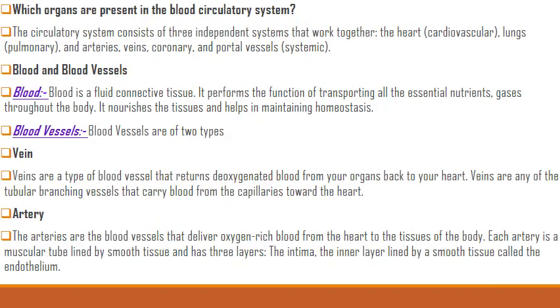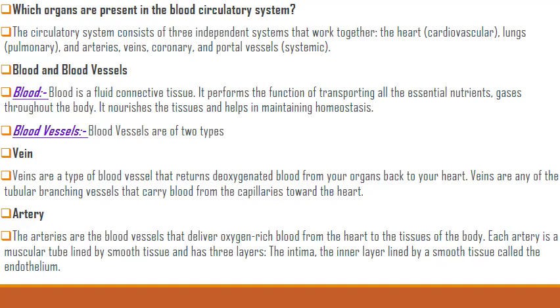The circulatory system consists of three independent systems that work together: the heart, cardiovascular; lungs, pulmonary; and arteries, veins, coronary and portal vessels, systemic. Blood and blood vessels. Blood is a fluid connective tissue. It performs the function of transporting all the essential nutrients and gases through the body. It nourishes the tissues and helps in maintaining homeostasis.